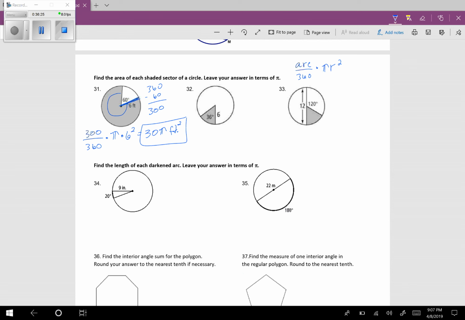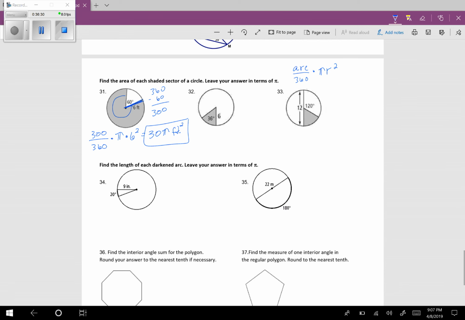So the answer is 30 pi, not just 30, 30 pi. All right, 33. This one here, we only want this shaded section. And I've got the semicircle, and we already know this part over here is 120. So I could do 180 minus 120 gives me 60. So this arc measures 60 degrees.